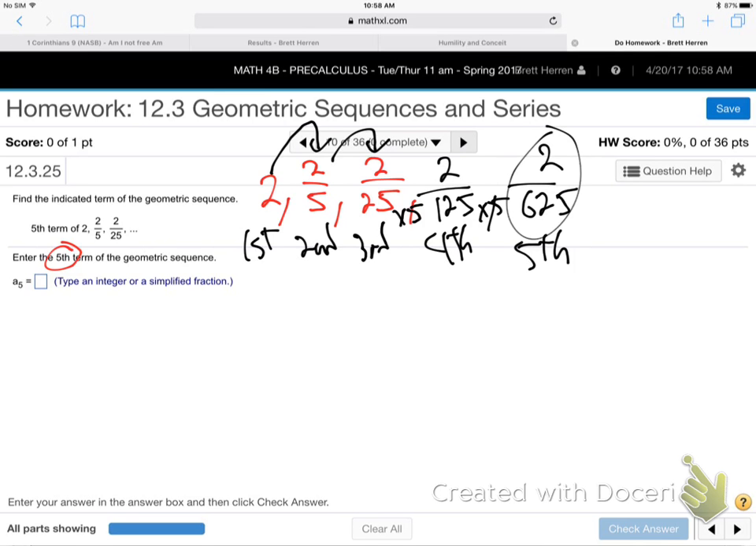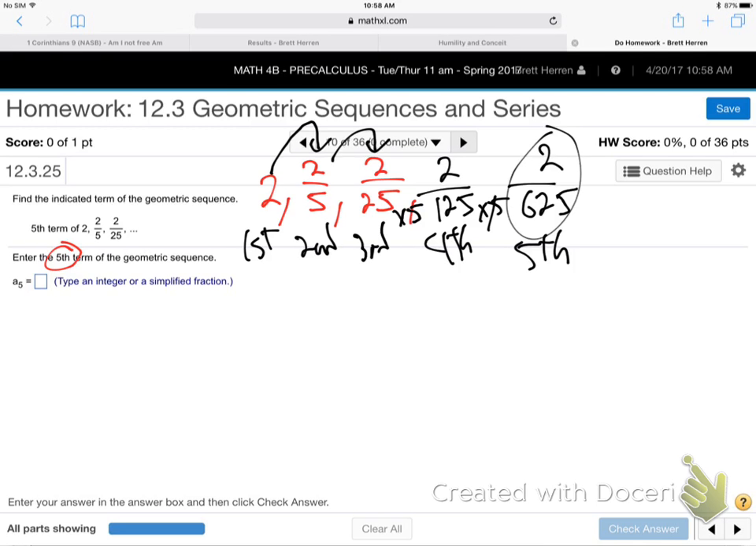So if they just ask you to go a couple places, which they often will in this section, in the geometric section, because they get so big so fast, they usually won't ask you to go very far. So you might just do it yourself, a couple jumps, save some time. That good?